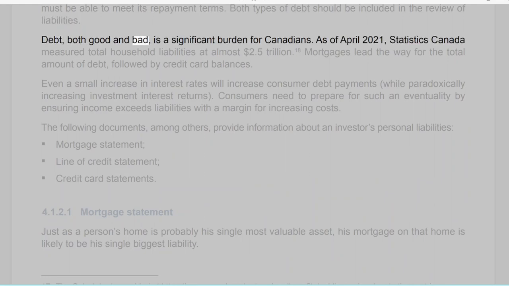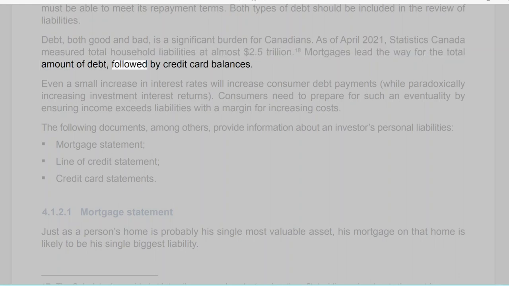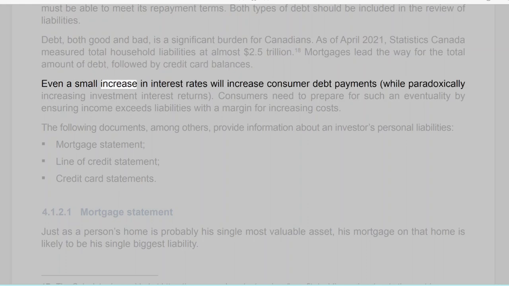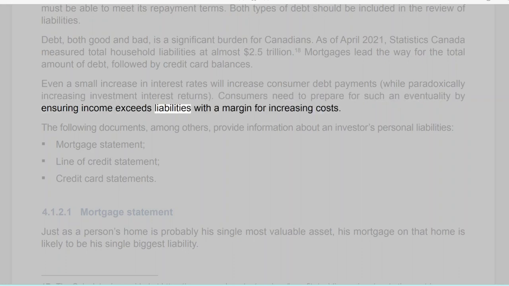Debt, both good and bad, is a significant burden for Canadians. As of April 2021, Statistics Canada measured total household liabilities at almost $2.50 trillion. Mortgages lead the way for the total amount of debt, followed by credit card balances. Even a small increase in interest rates will increase consumer debt payments, while paradoxically increasing investment interest returns. Consumers need to prepare for such an eventuality by ensuring income exceeds liabilities with a margin for increasing costs.